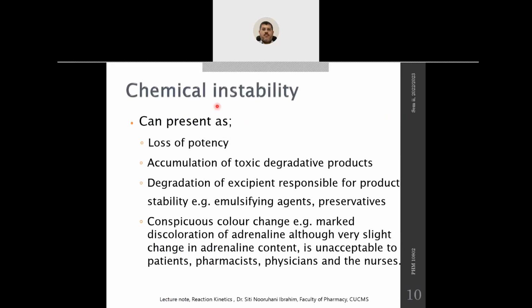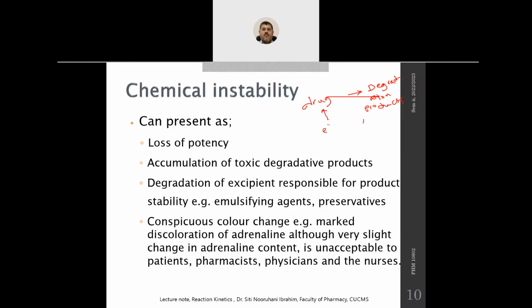Chemical instability, as we mentioned briefly in the previous lecture, may appear as you have a drug, and this drug, or API, will be converted to degradation products, right? So your drug is effective.